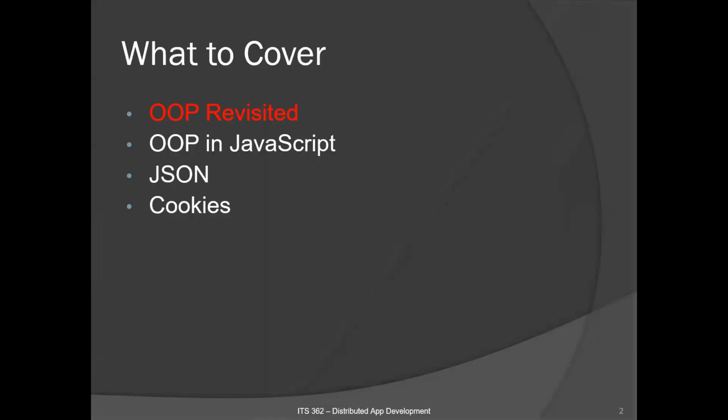We'll revisit the concept of OOP, or object-oriented programming, which you should know. Then we'll do examples of OOP in JavaScript itself. And as time permits, we'll cover some ideas through the DOM of dealing with cookies, and also JSON, which is a way of encapsulating data and using it later on. We'll look at that as well.